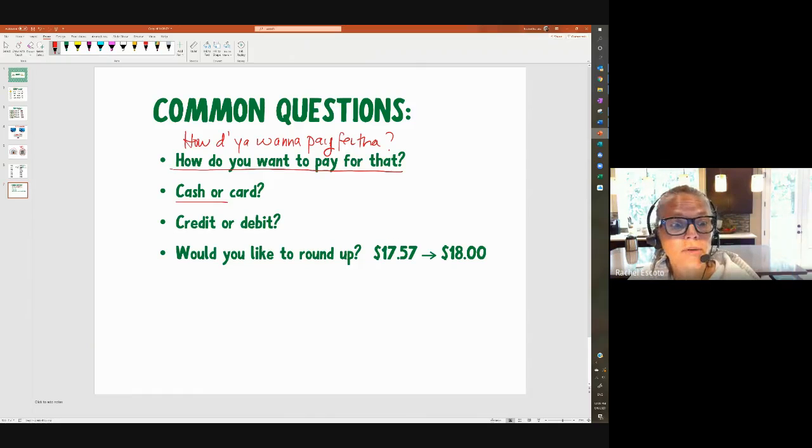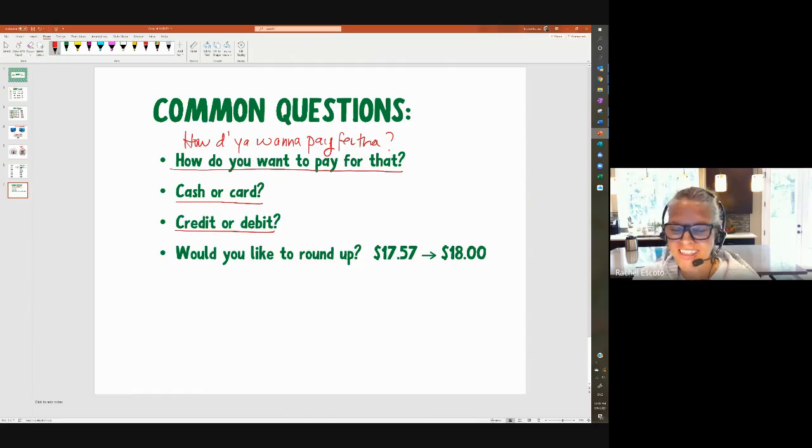Or they might look at you and say, cash or card? That means, are you going to use money, bills and coins, or are you going to use a credit or debit card? Or maybe if you hand them the card, they will say, is that credit or debit? And you say credit or debit.